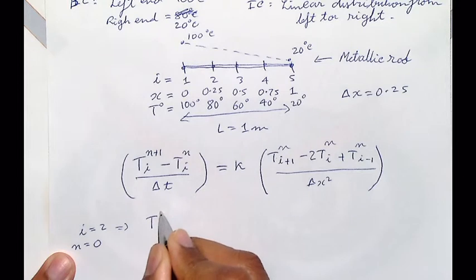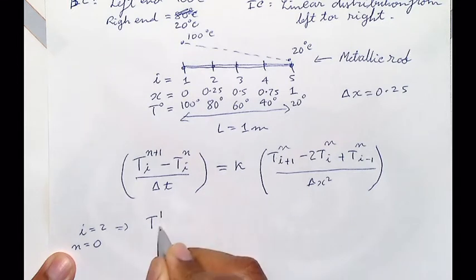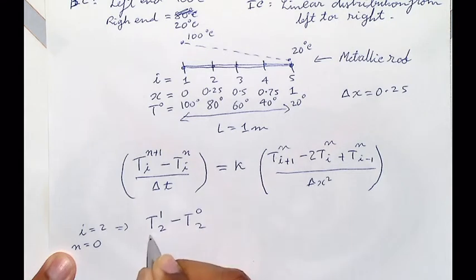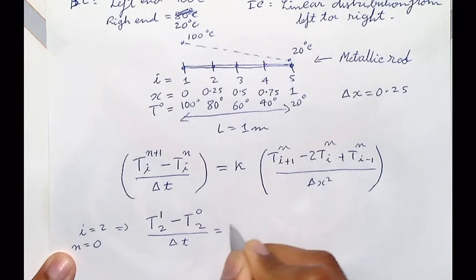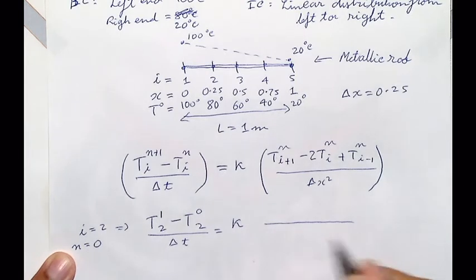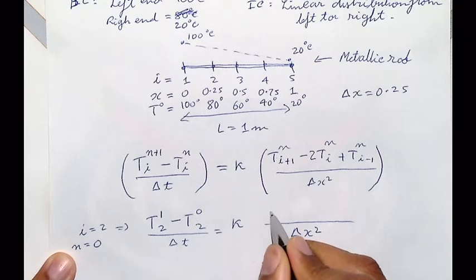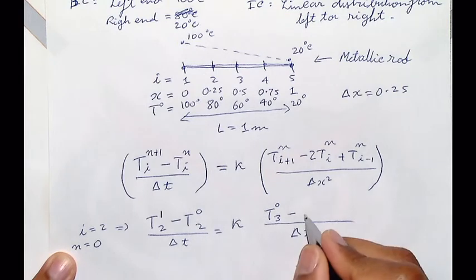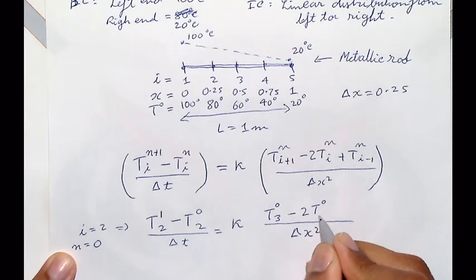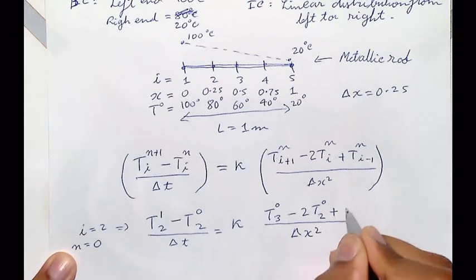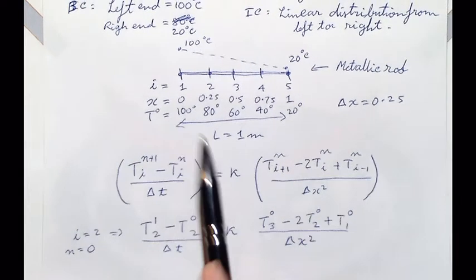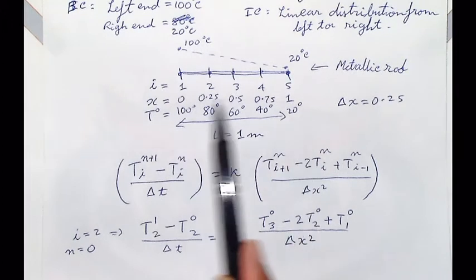T1, superscript 1, subscript 2, minus T0, 2, divided by delta t. Okay. T0, 3, minus 2 T0, 2, plus T0, 1. Excellent. Yeah. So now, since I have been given the initial condition, I know all these T0s, right? That's what I wrote out here.